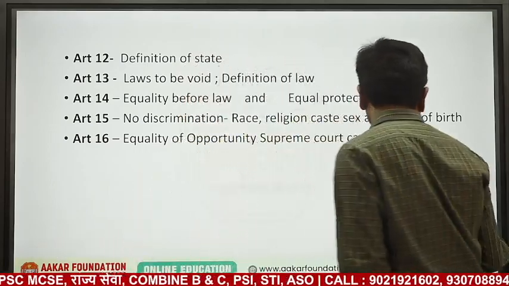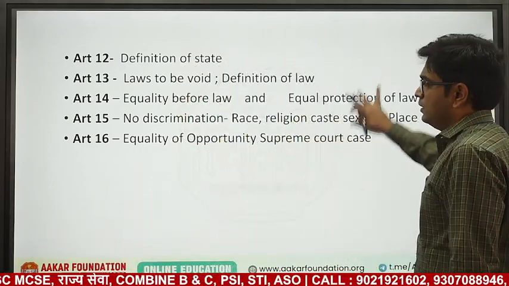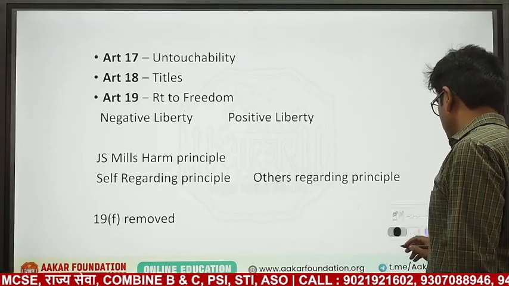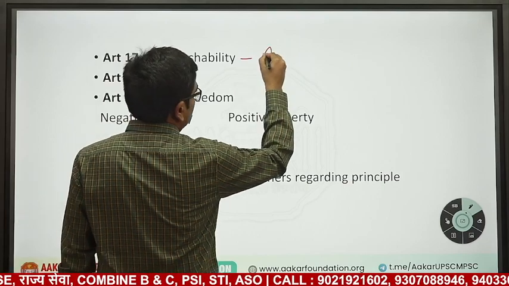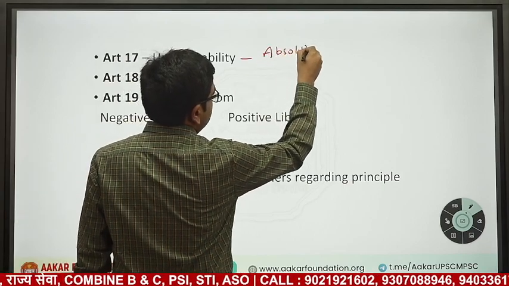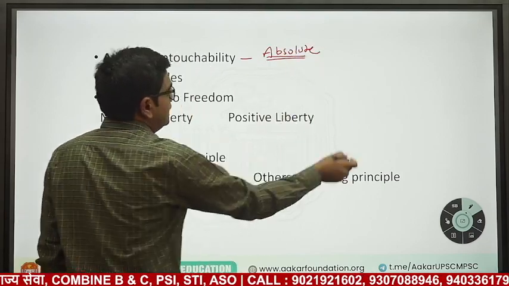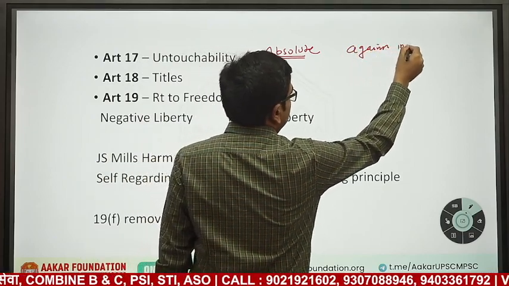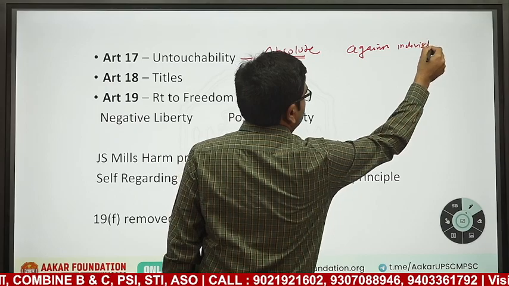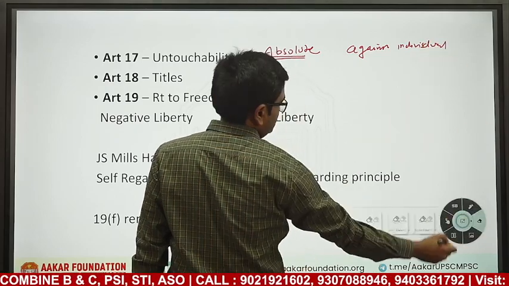So you should know. Article 17, as I have already told you, is against untouchability. This is an absolute right. This is one of the absolute articles. There is no restriction on this article. It can be enforced against a person, against an individual also, not only against the state.